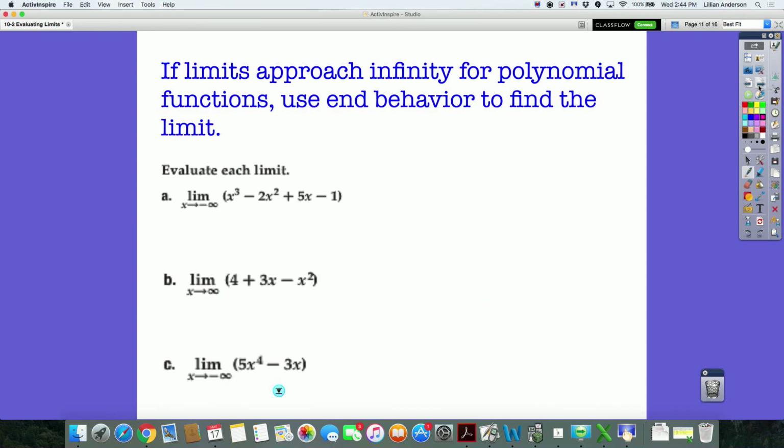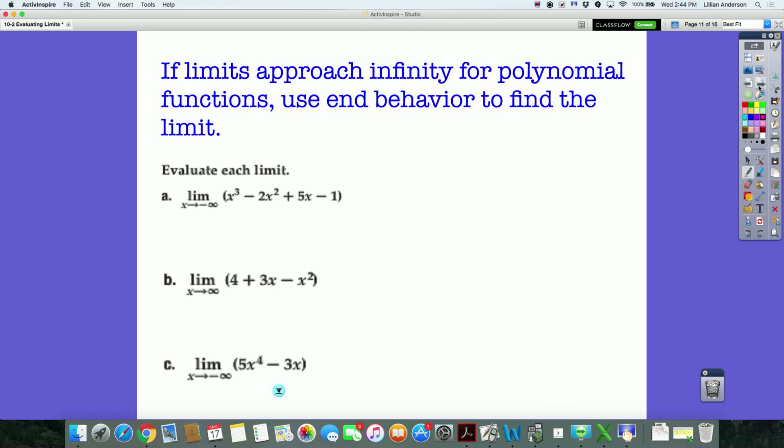If limits approach infinity, so we're done approaching a particular number, now we're approaching infinity. If it's approaching infinity and you have a polynomial function, one that's not a fraction, we use end behavior. You guys remember end behavior? Yes. The arm stuff.